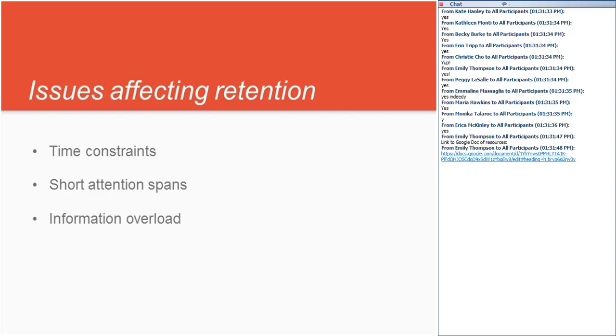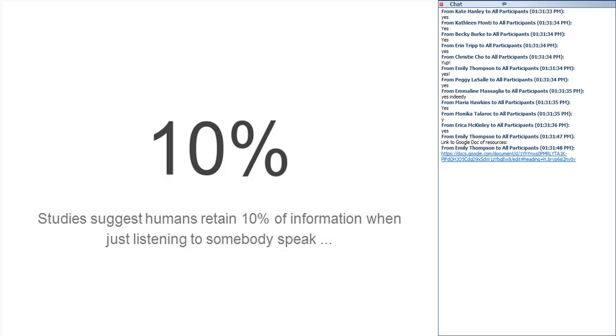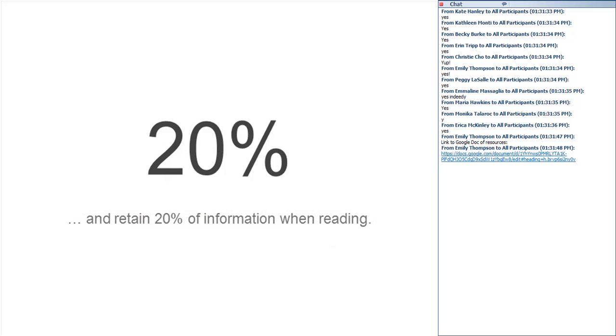Humans are visual learners, which means our brains process visuals a lot faster than text. Studies actually suggest that humans only retain 10% of information when listening to somebody speak, and 20% of information when reading. But when images are used in combination with a data set, information retention can increase up to 80%. So in short, an image is worth 1,000 words, and a well-designed infographic can replace a long spreadsheet of numbers, while hopefully being more memorable to boot.